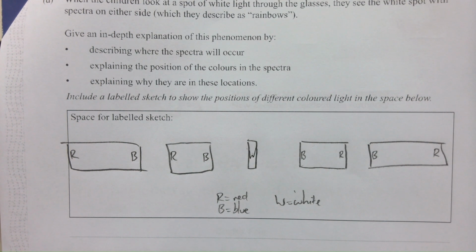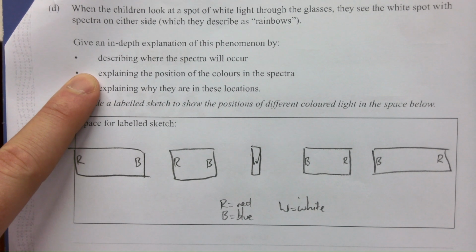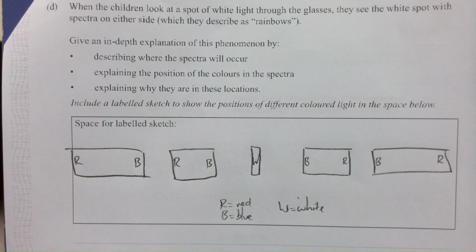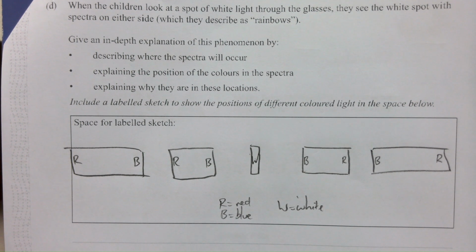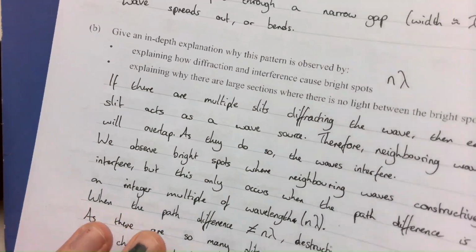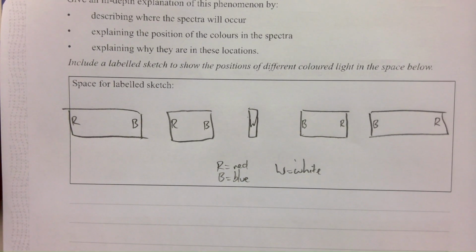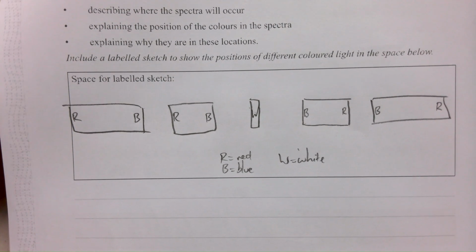Now, first of all, describing where the spectra will occur. We don't need to explain fully the whole diffraction maxima process because that's been done here. The question isn't asking the same thing twice. You just have to explain why what you see occurs, that's why it's not excellence. So what do we see?